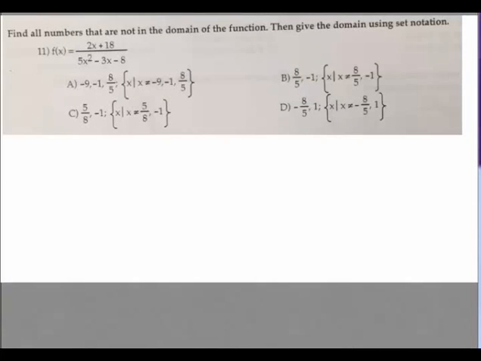We want to know the domain for this. In other words, we want to know for what value of x this becomes undefined. Anybody know how to get started with this one? How do you check for what value of x this is undefined? Anybody? What is it we cannot have at the bottom of the fraction?